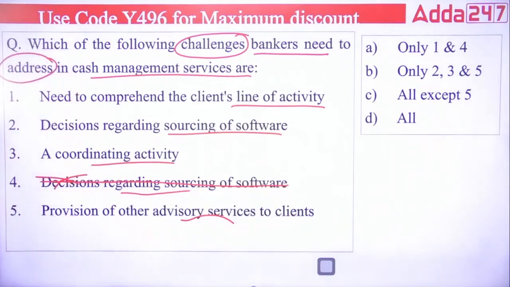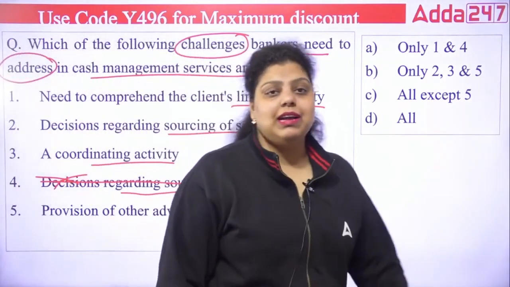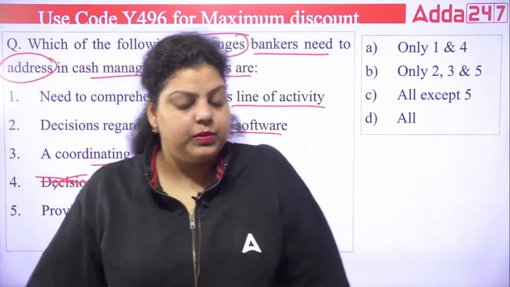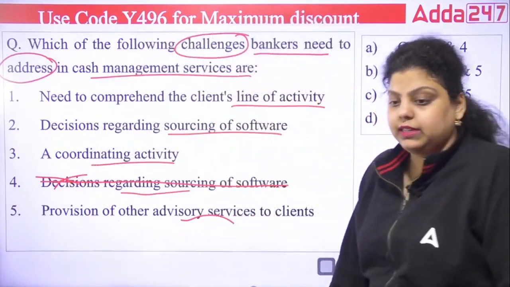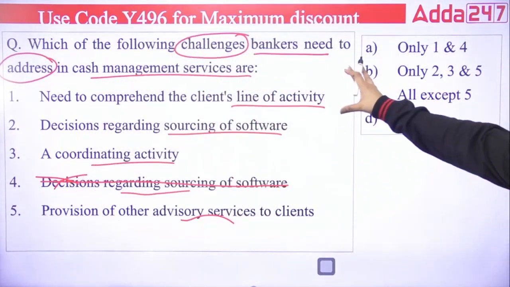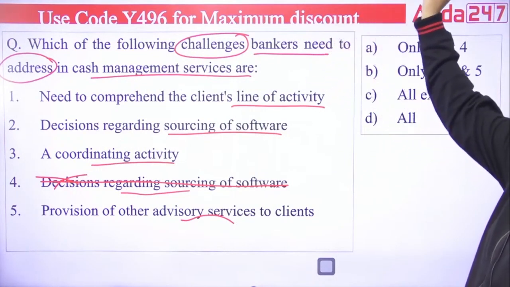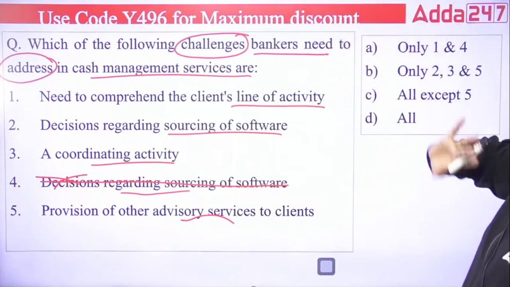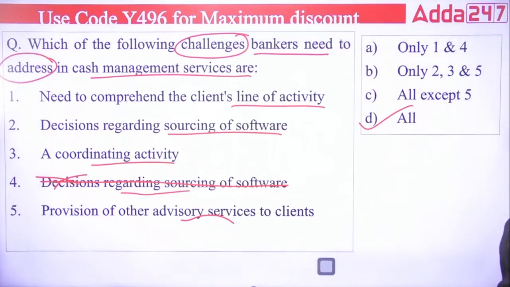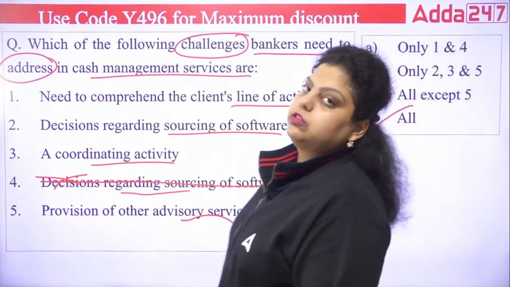You have to give advisory services to the client, so that you can advise them what to do next, where the investment should be done, etc. So all of these are the challenges that a banker needs to address in cash management service. So the right answer is D, all are correct, all are the challenges.